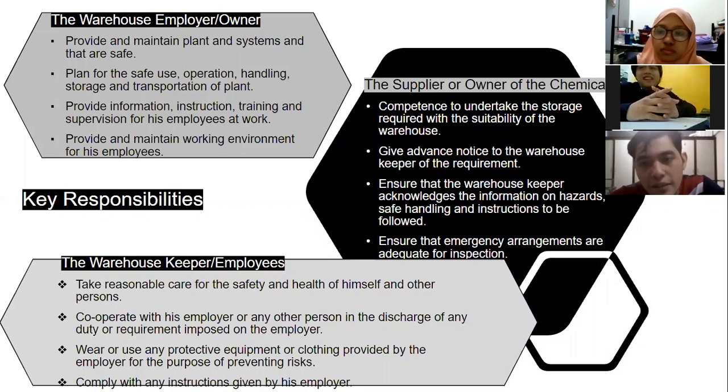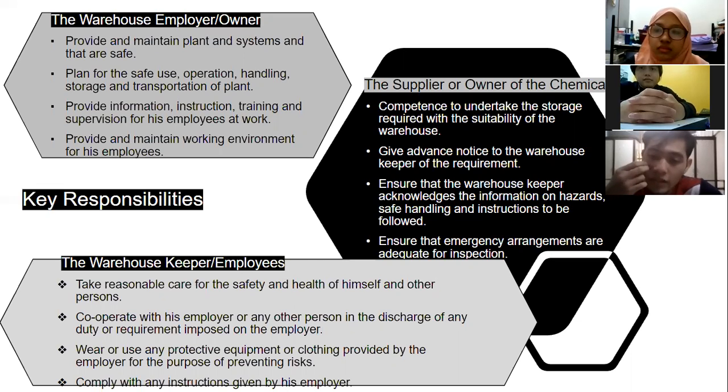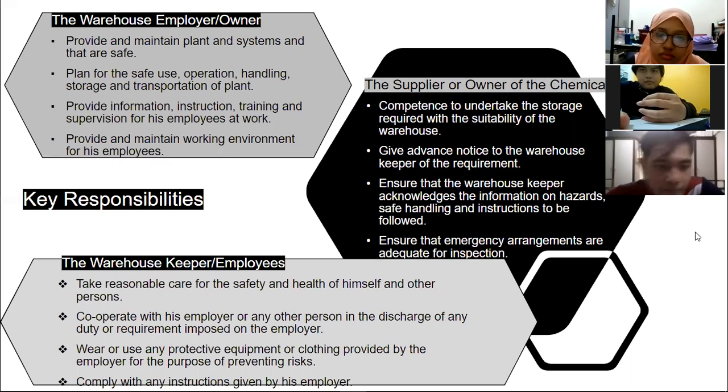And then the supplier or the owner of the chemicals needs to have the competency to undertake the storage required with the suitability of the warehouse, and needs to give advance notice to the warehouse keeper of the requirement, and ensure that the warehouse keeper acknowledges the information on hazards, safe handling, and instructions to be followed. And last, they need to ensure the emergency arrangements are adequate for inspection.